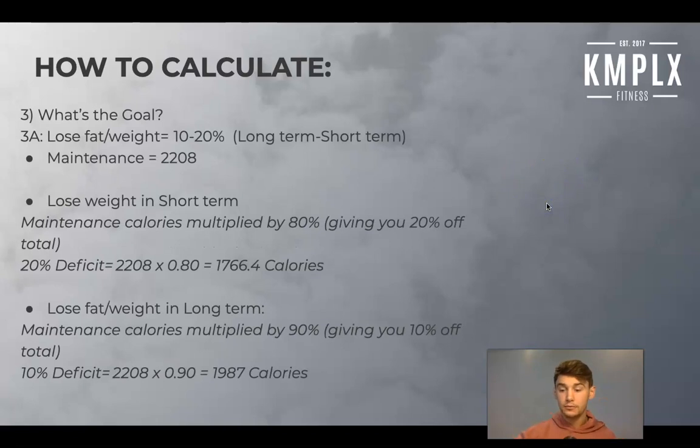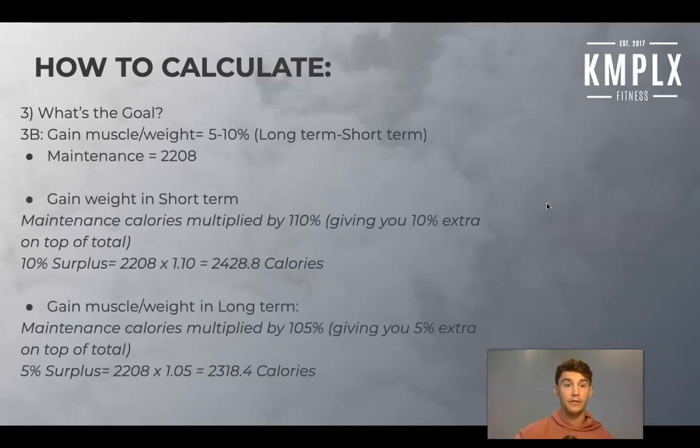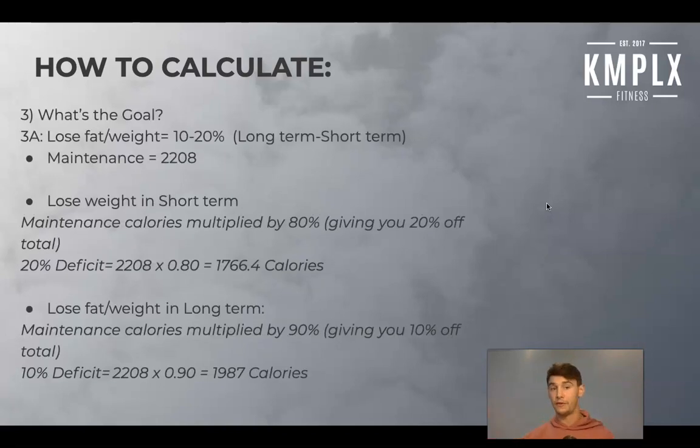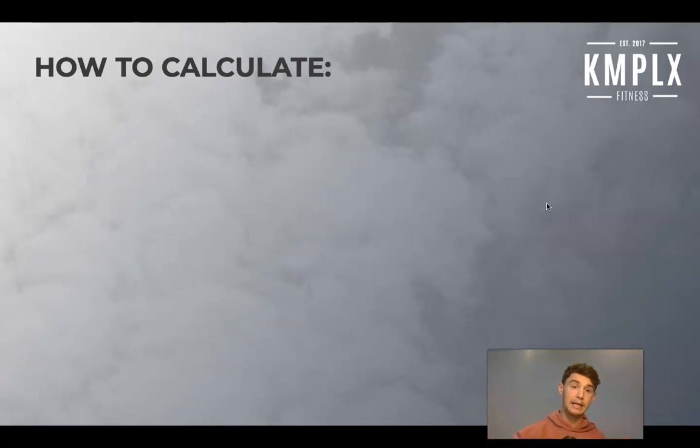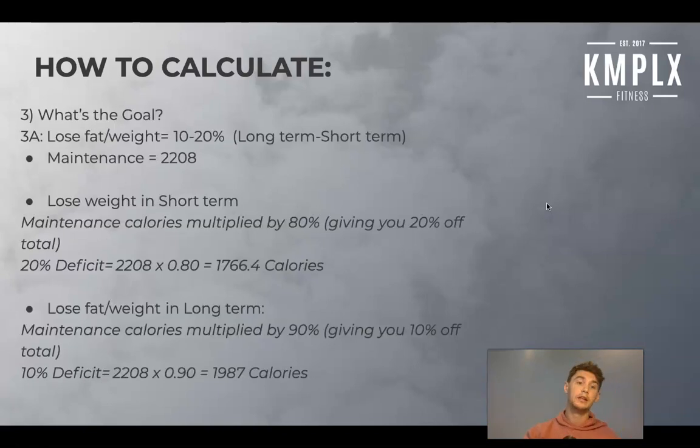Moving on then, you've got to ask yourself, what's the goal? So I have 2 goals here. 3A and 3B. So 3A is lose fat or weight, and 3B is gain muscle or weight. So 3A, this might sound like a bit of gibberish, but I'm going to leave the slide up for a bit while I talk, and it's a very simple calculation. So to go through it, I take my maintenance calories, 2208 or 2200. I'm going to stick to what it is on this, 2208.